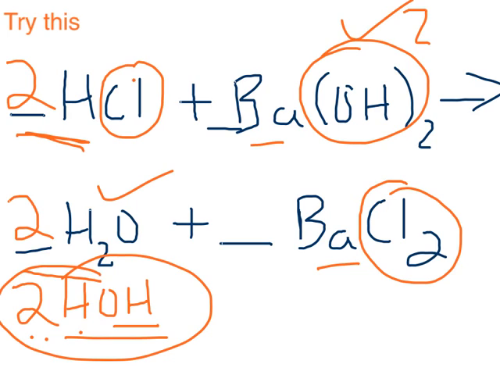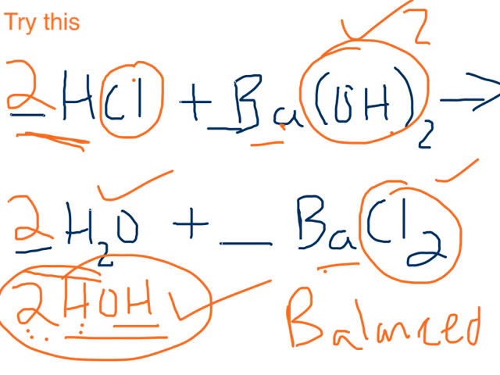Okay, let's double check, see if this is balanced. Got 2 hydrogens, 2 hydrogens, 2 chlorines, 2 chlorines. I've got 1 barium, 1 barium. I've got 2 hydroxides, 2 hydroxides. Check. Balanced. Woo!